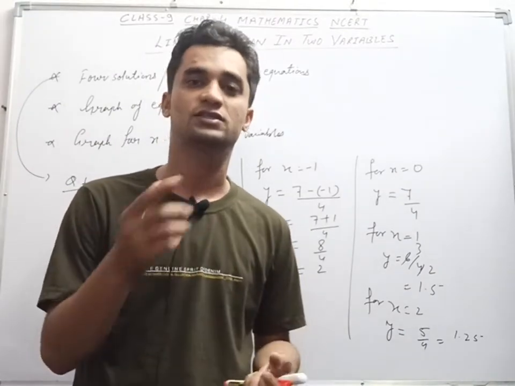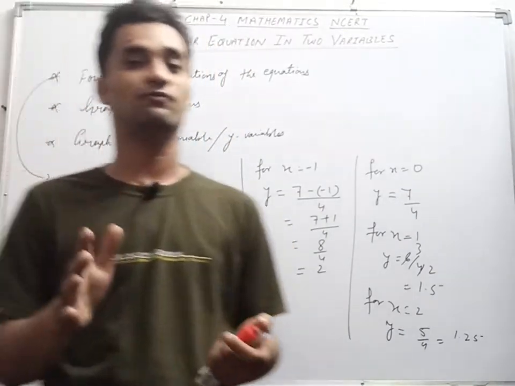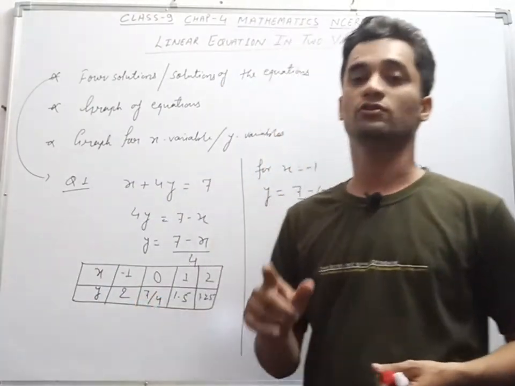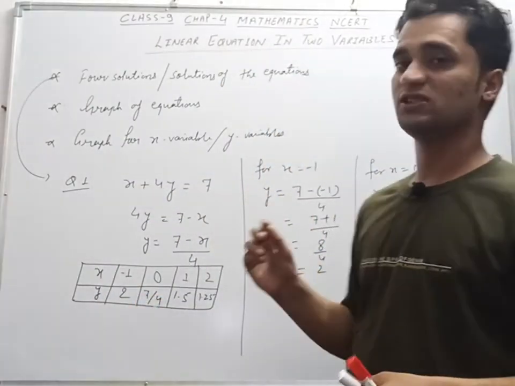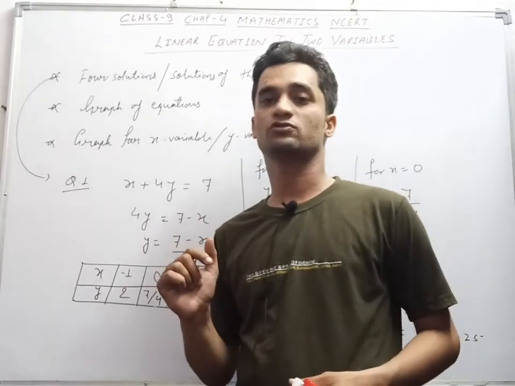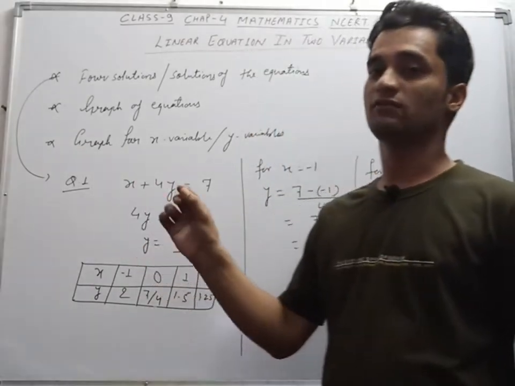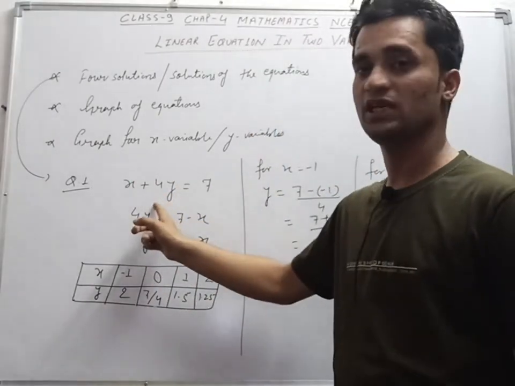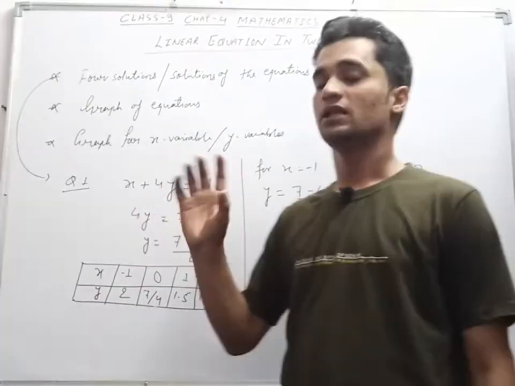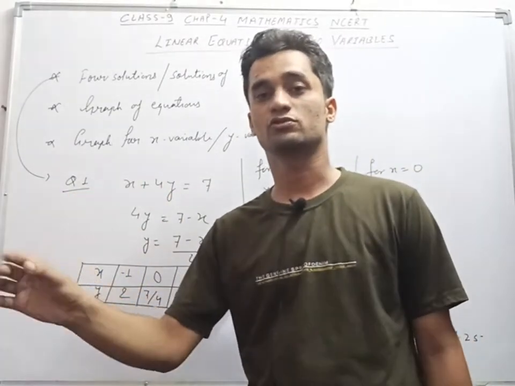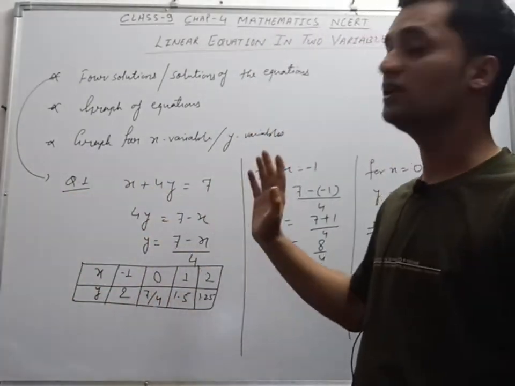Coordinates we have already discussed, again and again I am reminding. If you have forgotten, you can see the video of chapter 3 again. First value always belongs to x, second value always belongs to y. So that way you need to put the x and y values in the equation, and if LHS equals RHS, then those points or coordinates are the solution of the given equation.